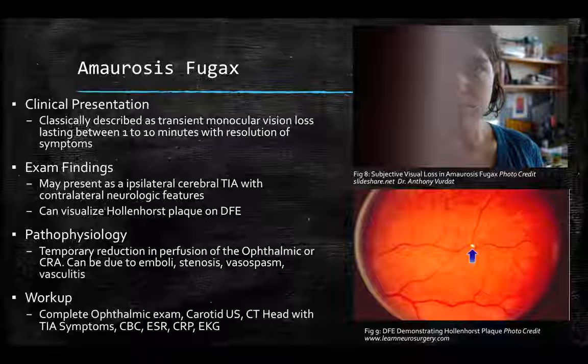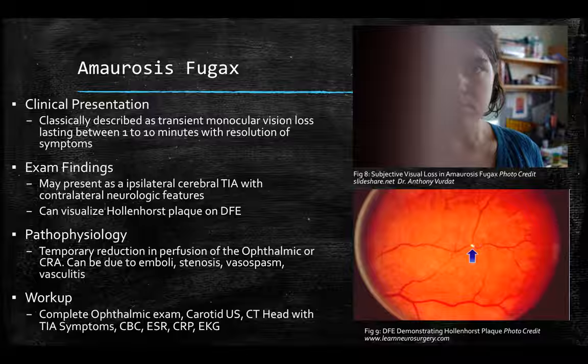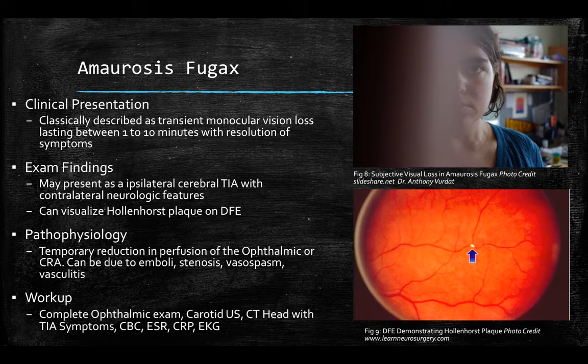And then another thing that's interesting for Amaurosis Fugax, you're going to want to get an EKG. Get that EKG to look for signs of atrial fibrillation. If the patient has atrial fibrillation, they're more prone to developing clots along their heart valves and developing complications associated with that.